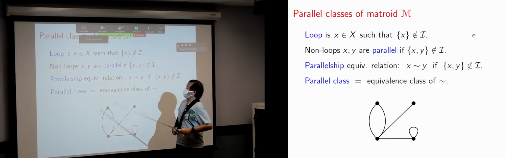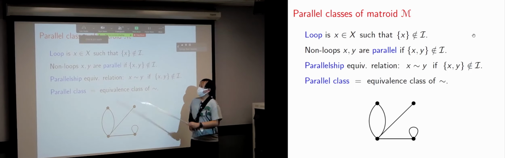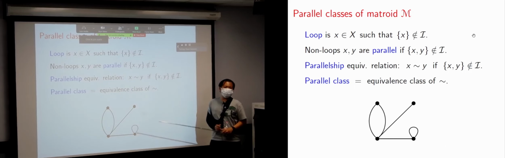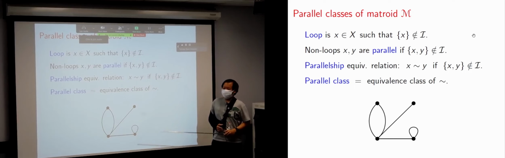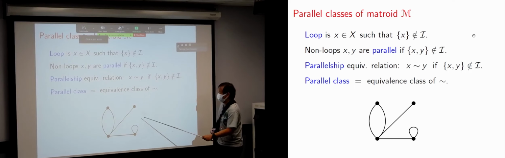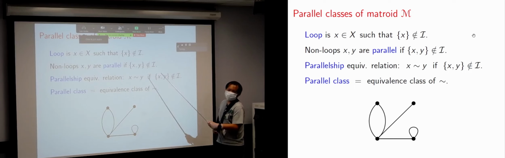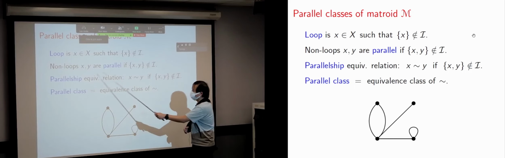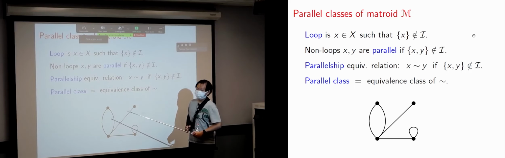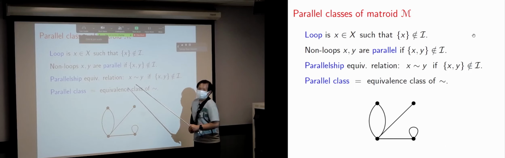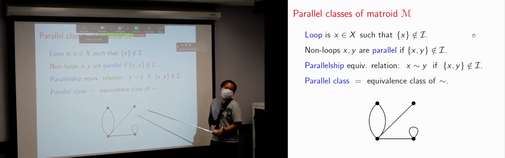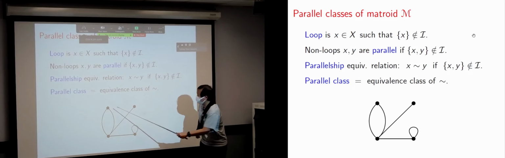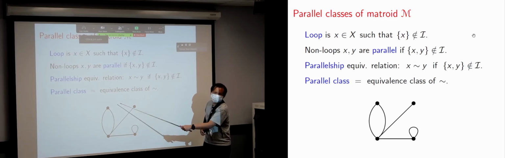A loop is an element x of a matroid such that the singleton, the set containing that single element, is not independent. In the case of a graphical matroid, that means that you have a loop x. That's why it's called a loop. And two non-loops, or two proper edges in the case of graphical matroids, are parallel if when you take the set containing the two elements, the resulting set is again not independent. For example, these two edges are parallel to each other because the union forms a circuit, which is not independent.